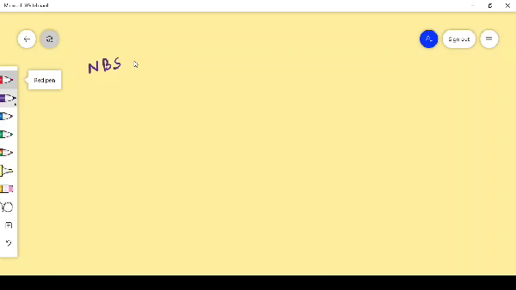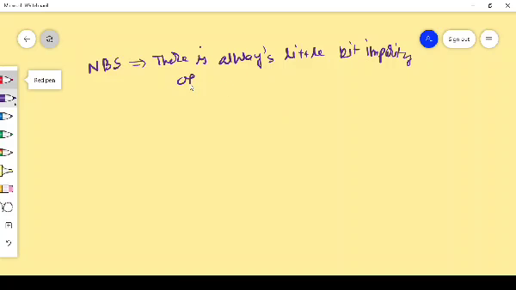with the NBS reagent, there is always a little bit of impurity of HBr, okay? So always in the NBS solution there is a little bit of impurity of HBr, right? Now if HBr is present, what will happen? So if HBr is present, what will happen?